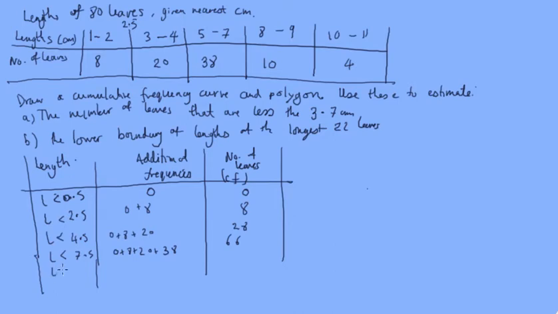And for leaves that are less than 9.5, we have 0 plus 8 plus 20 plus 38 plus 10, which is 76. And then for the leaves that are less than 11.5, we've got 0 plus 8 plus 20 plus 38 plus 10 plus 4, which is 80.